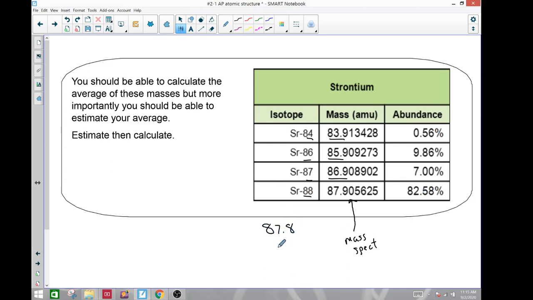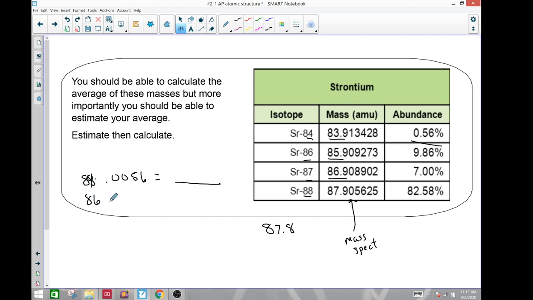Okay. Now, how do I calculate this? You could try it on your own first, but basically, you could use the decimal version if you want. I'm just going to use the 84. So 84 times the decimal version of the percentage, which would be 0.0056. That gives you the contribution of the 84 isotope to the average.